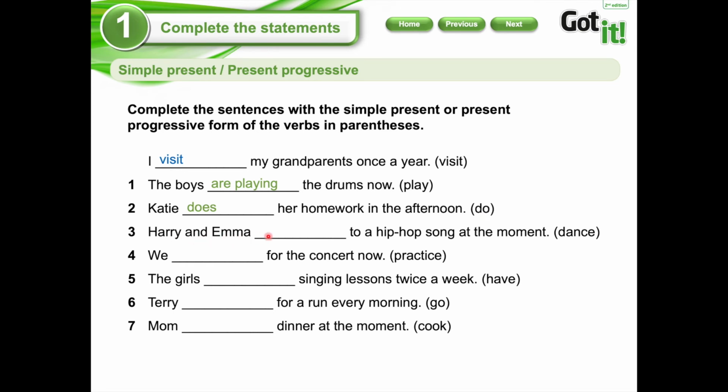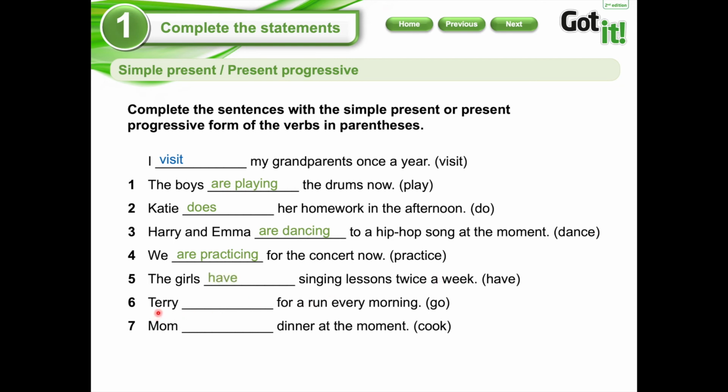Harry and Emma, at the moment, very important, at the moment, now, right now, are dancing to a hip hop song at the moment. The next one, number 4, we for the concert now. Another keyword, now. We are practicing. The girls singing lesson twice a week. Pay attention here, twice a week. And we have the word have.